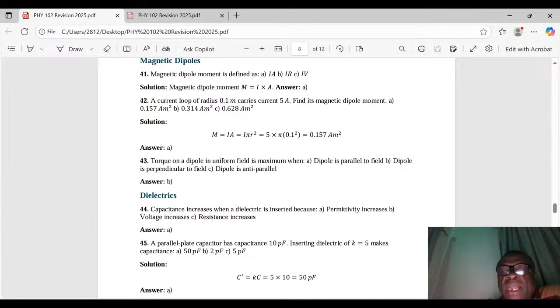So let's look at the torque on the dipole in a uniform field is maximum when A, the dipole is parallel to the field, B, the dipole is perpendicular to the field, C, the dipole is anti-parallel. The correct answer is B, dipole is perpendicular to the field.